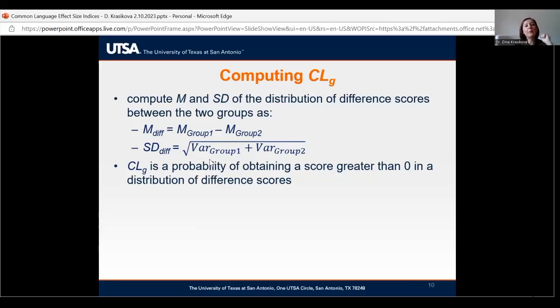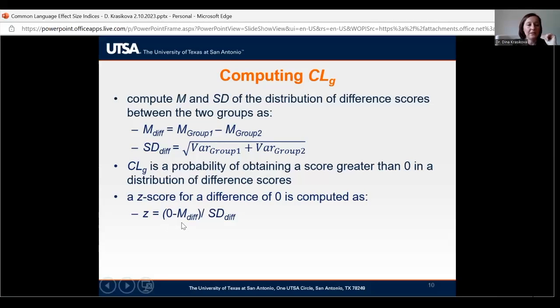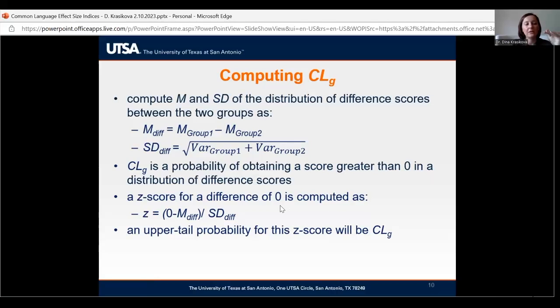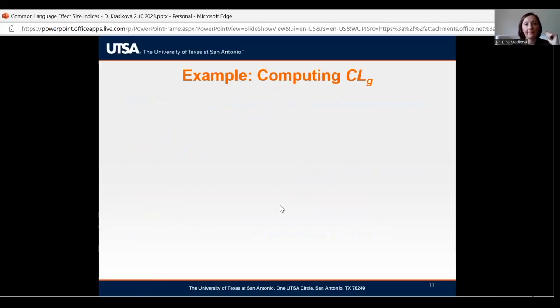So CLG will be the probability of obtaining a score that is greater than 0 in a distribution of difference scores. We're comparing it to 0 because 0 will mean no difference between the two groups in terms of their scores. So the z-score for a difference of 0 is computed as 0 minus the mean difference over the standard deviation, and then the upper tail probability for this z-score will be CLG, the probability of getting a difference that is greater than 0 between the two groups.